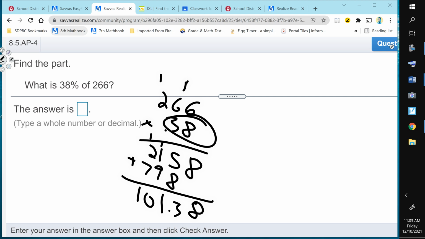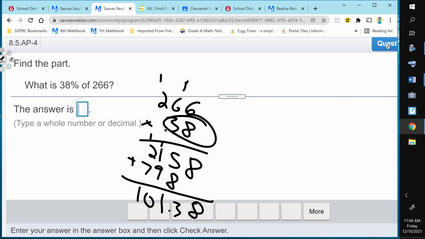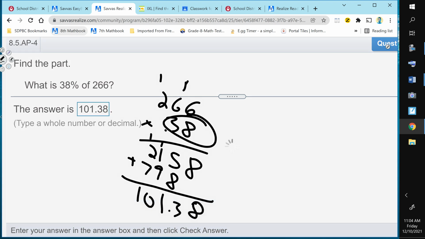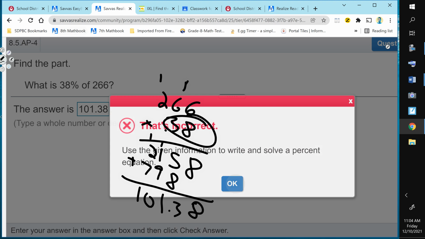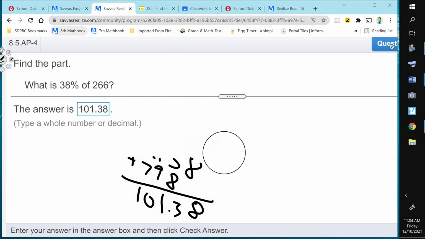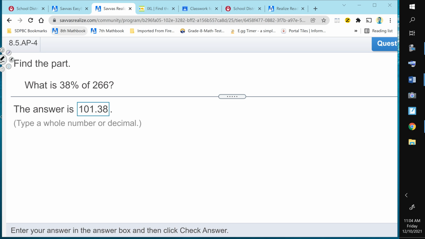I think it's 101.38. Does that sound right? Yeah, it does. 101.38. Enter. Oh my God, missed it. So let me do the percent proportion. Actually, I don't want to do that way. So we do my multiplication one more time.